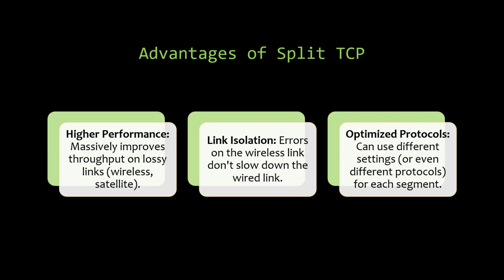Moving on to the advantages of split TCP, we can get a higher performance and throughput on wireless and satellite links. You can also use a completely different specialized protocol for the wireless part if you want, and link isolation basically means that the wired link does not slow down when there are errors on the wireless link.